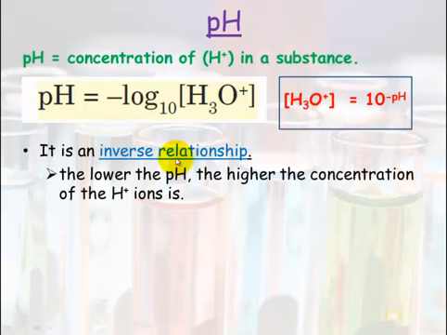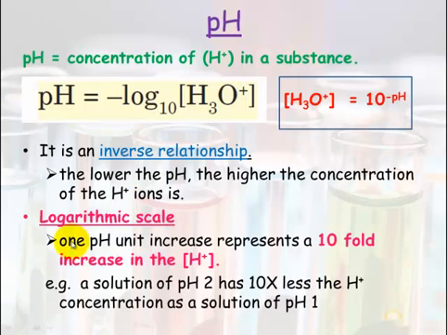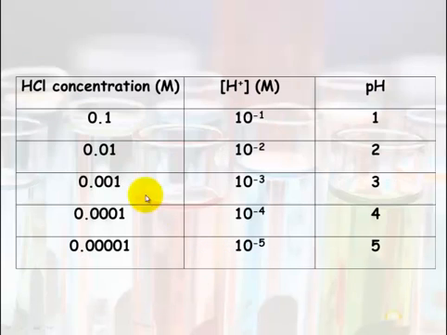pH is an inverse relationship. In other words, the lower the pH, the higher the concentration of hydronium ions. And we already know this because a low pH, pH of 1, 2, 3, 4, 5 or 6, is an acidic solution. The lower the number, the more acidic the solution is, so the higher the concentration of hydronium ions. So 1 pH unit is actually an increase of 10-fold of hydrogen ions. And that's important to remember, and I'll show you on the next slide because that explains it a bit more easily.